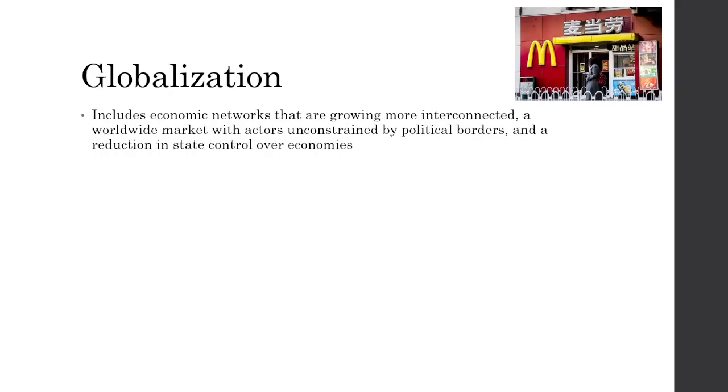All right, let's get started. Globalization is kind of the backbone to this entire unit. Globalization includes economic networks that are growing more interconnected. We don't just see standalone economies in individual countries. We can talk and communicate and interact and trade with other countries around the world. This has created a worldwide market, and these are pretty much unconstrained by political borders. So you can trade with someone in Europe, someone in Asia can trade with someone in Africa. You could grow a crop in South America and then manufacture it in Asia and then sell it in Europe.